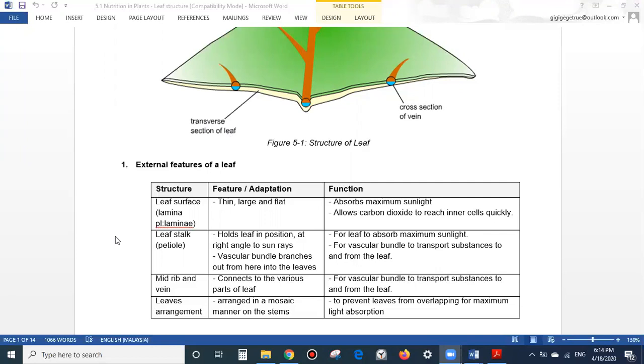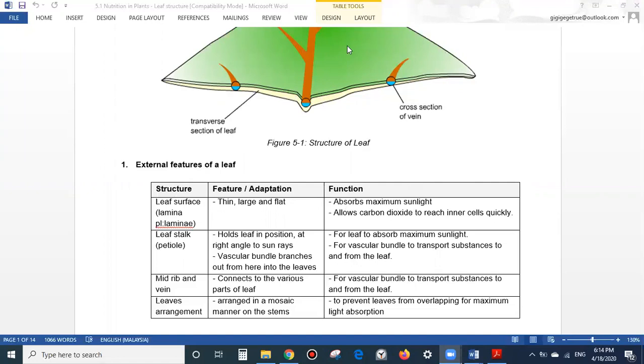The leaf is also large and flat. By being large and flat, you can actually absorb more sunlight, because the flatter you are, the more surface area you have, the more sunlight you can capture. And then the leaf stalk will hold the leaf in the right place.